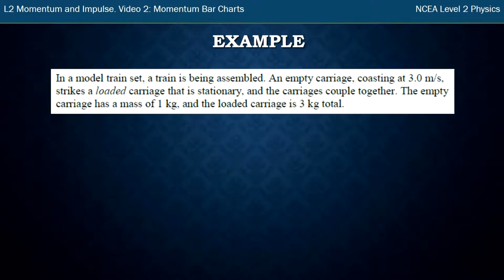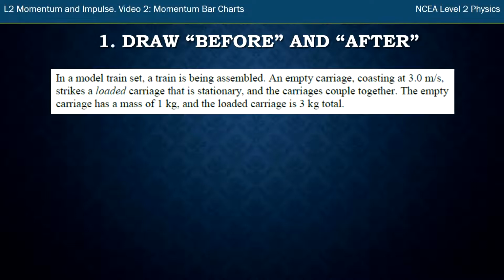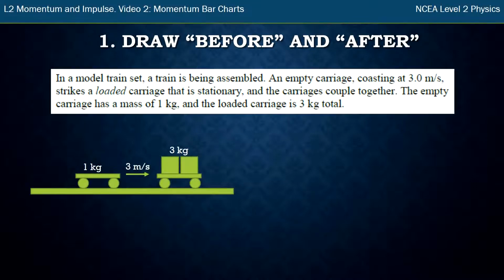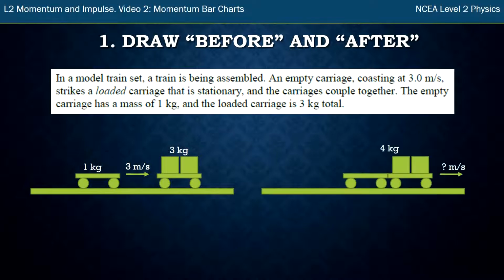So here we have a model train set, and the train's being assembled. An empty carriage, which is coasting along at 3 meters a second, strikes a loaded carriage that's stationary, and the carriages are coupled together. The empty carriage has a mass of 1 kg, and the loaded carriage is 3 kg total. So the first thing was we had to draw the before and afterwards. Before they've collided, only the empty carriage is moving, and it's 1 kg, and the loaded carriage is staying still. After they've collided, they couple together. So they join together and move off at some speed.